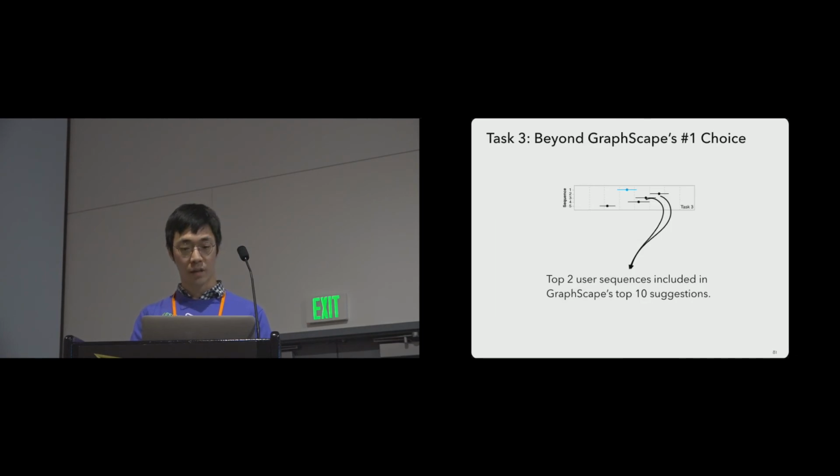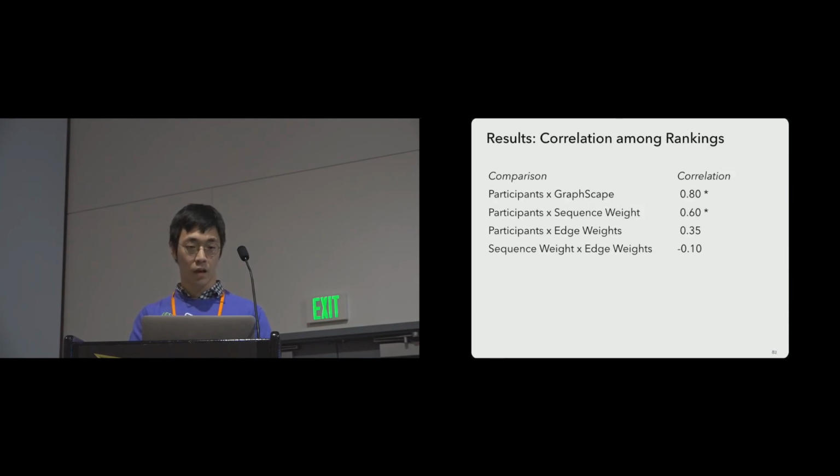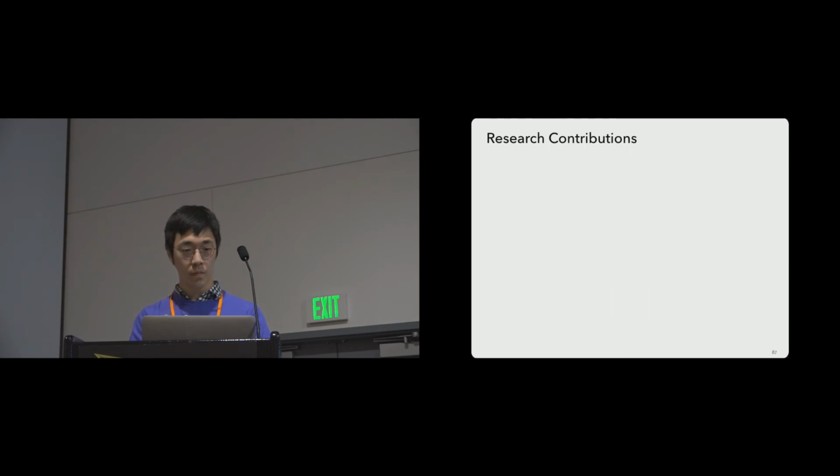And actually, the top and second highest rated sequences in task 3 also get high ranks among GraphScape's recommendations. We also checked the correlation between the two rankings, GraphScape's rankings and participants' rankings. It is highly correlated, and the sub-part rankings are also correlated, but the two components are not highly correlated.